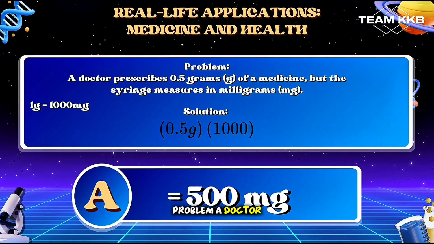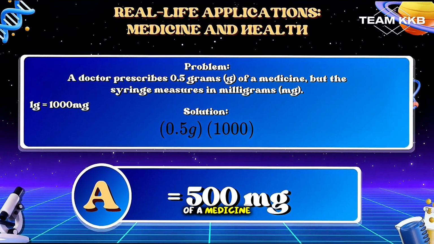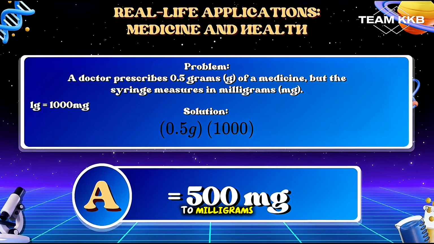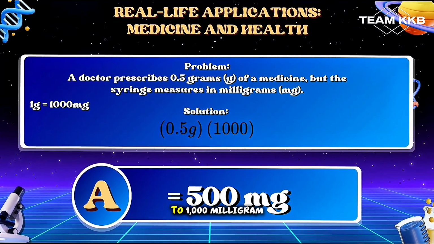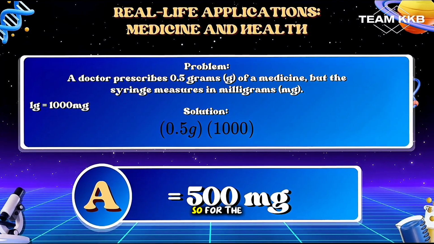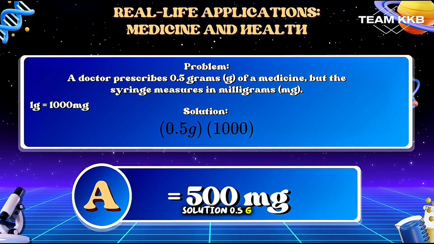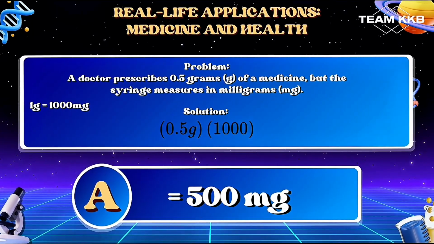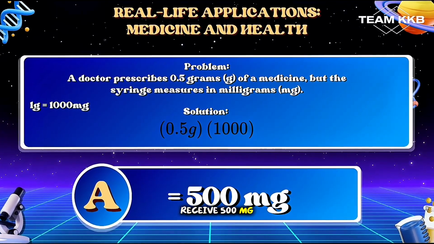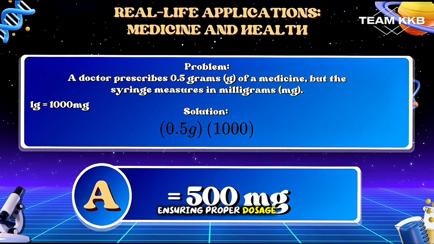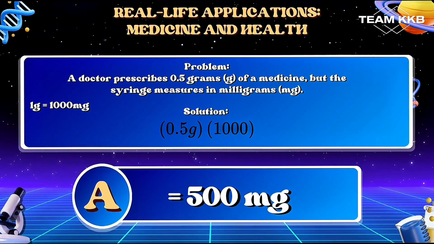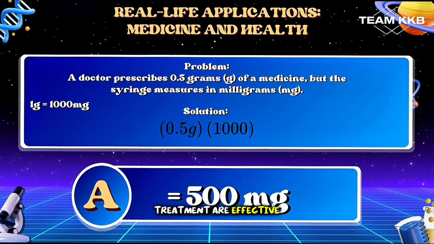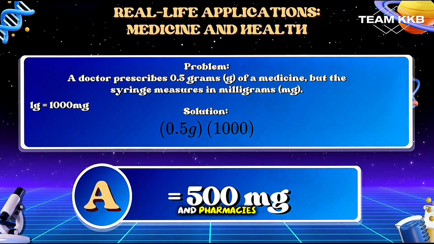Problem: a doctor prescribes 0.5 grams of a medicine, but the syringe measures in milligrams. To convert grams to milligrams, we know 1 gram is equal to 1000 milligrams. So for the solution, 0.5 gram times 1000 milligrams is equal to 500 milligrams. The patient should receive 500 milligrams of the medicine, ensuring proper dosage through correct unit conversion. This consistency keeps patients safe and ensures that treatments are effective across all hospitals and pharmacies.